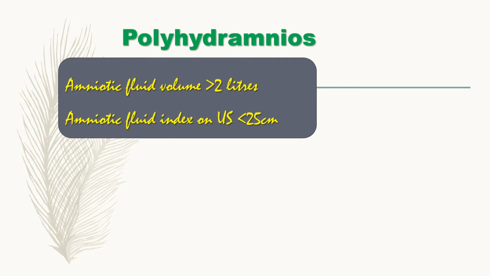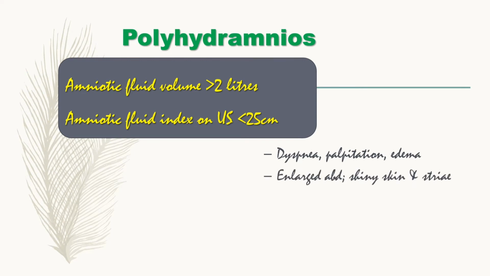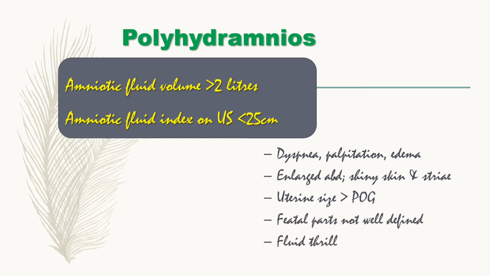So here the symptoms can be dyspnea, palpitation and edema because of polyhydramnios, and enlarged abdomen because of the high level of fluid content in the abdomen, and shiny skin of the abdomen and striae can occur because the size will be enlarged and the skin will be stretched. And uterine size is more than period of gestation, fetal parts are not well defined, and fluid thrill may occur because the abdomen is fully enlarged with fluid. So dyspnea, palpitation and edema, enlarged abdomen, uterine size more than period of gestation, and fluid thrill can occur.